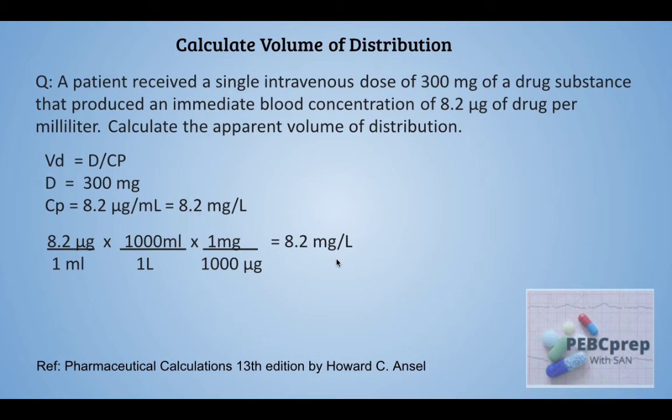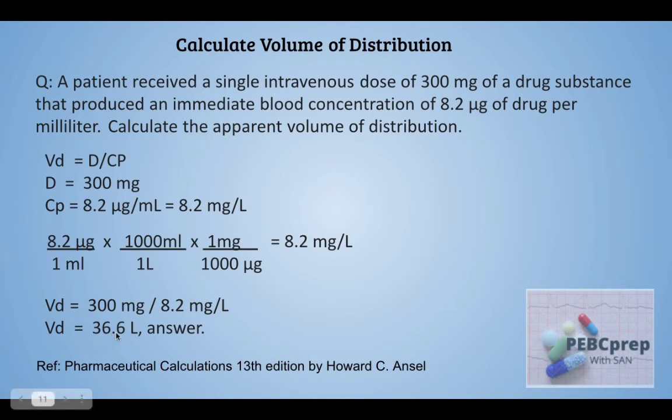I showed this step in my previous videos. If you don't understand here, please go to my previous videos to understand it in a better way. Then we put everything in the formula. We got 36.6 liters volume of distribution.